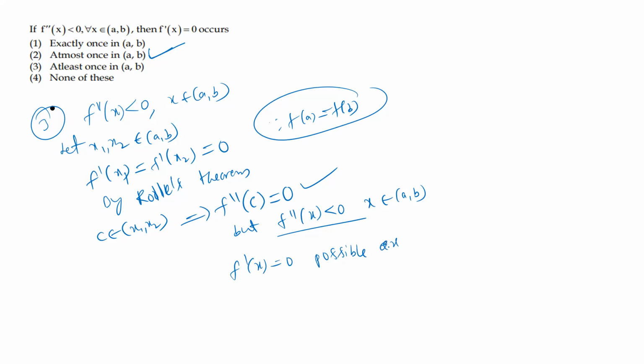That's why clearly f dash of x equal to 0 is possible at most once in the open interval (a, b). That's why option 2 is the correct one. Next.